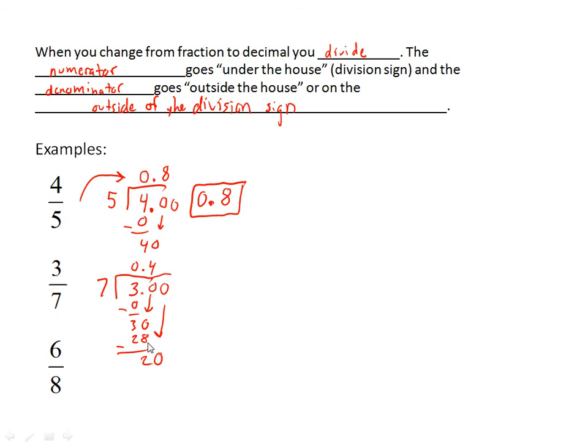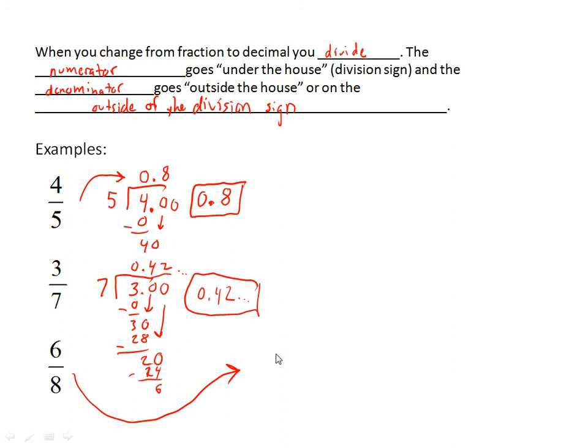Alright, 7 goes into 20 2 times. 2 times 7 is 14. Alright, so we have a little bit left over. So we put a dot, dot, dot. So 3 over 7 equals 0.42 dot, dot, dot. That just means that the problem keeps going. We don't, though. Alright, and let's do this last one over here.